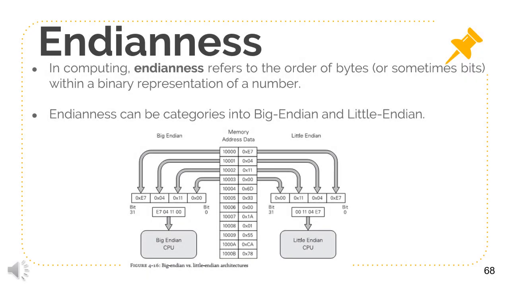We have completed superscalar execution. Now in this section endianness will be explained. In computing, endianness refers to the order of bytes, or sometimes bits, within a binary representation of a number. Endianness can be categorized into big endian and little endian.